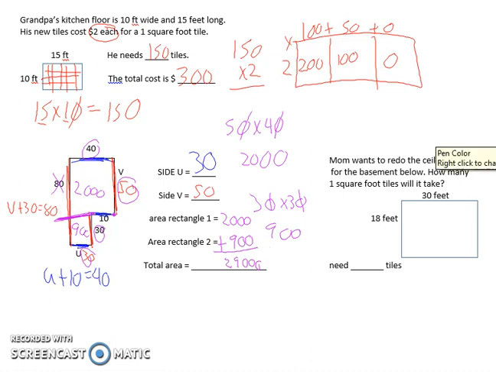Last problem. Mom wants to redo the ceiling tiles for the basement. How many 1 square foot tiles will it take? Again, when we put ceiling tiles up, it's not just going around the outside edge. I hope you're doing the whole ceiling. So again, area equals width times length. What's my width? 18, and my length is 30. So I've got 18 times 30.